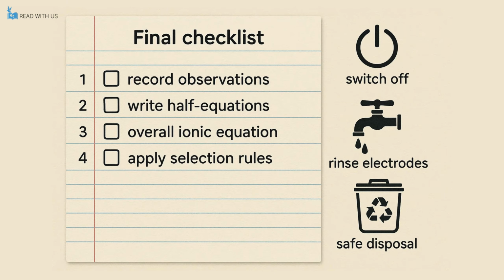Record the observations, write the half equations for each electrode, state the overall ionic equation, and explain the choices made by the selection rules before switching off the power, rinsing the electrodes, and disposing of solutions safely.